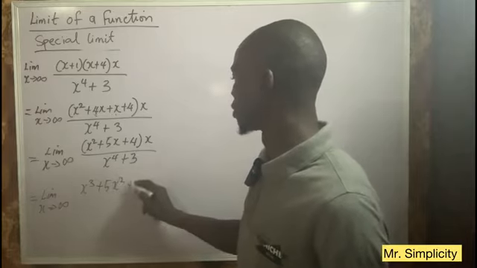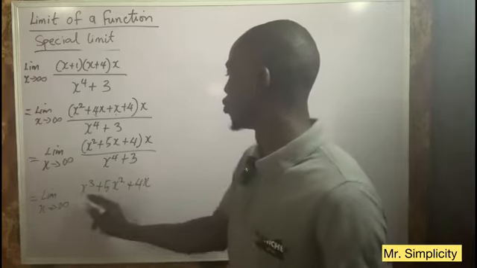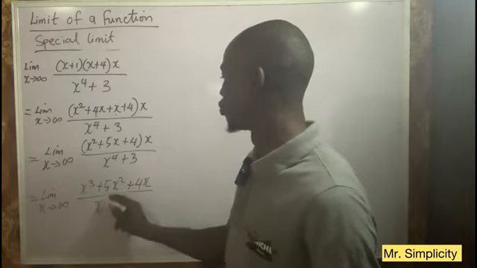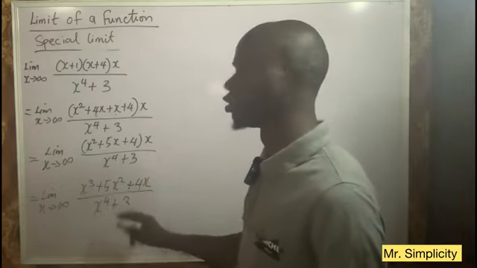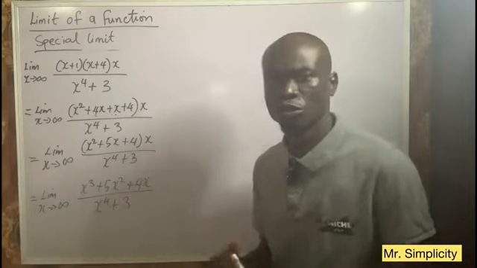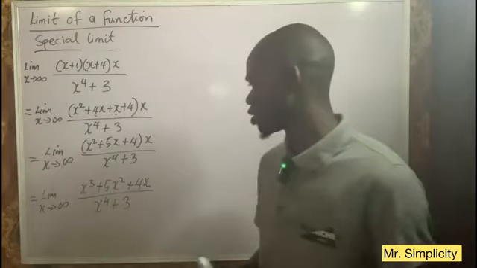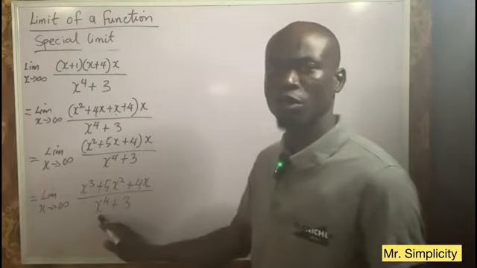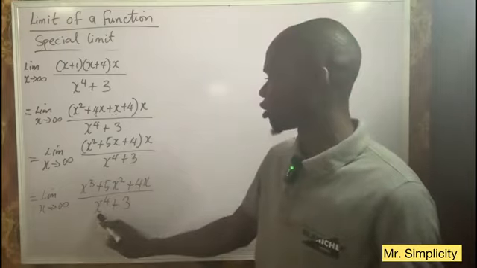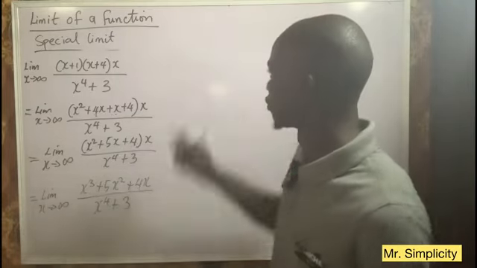And 4 times x is 4x all over x raised to power 4 plus 3. Now it's obvious what the highest power is. The highest power is x raised to power 4. So I'm going to use x raised to power 4 to divide all the terms.